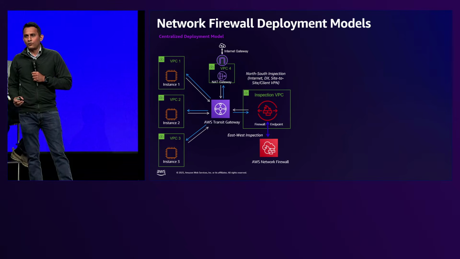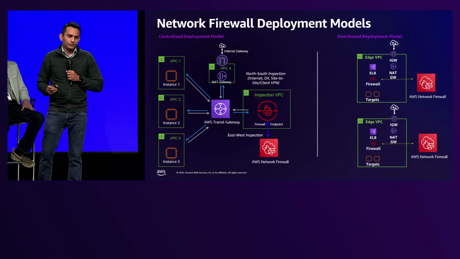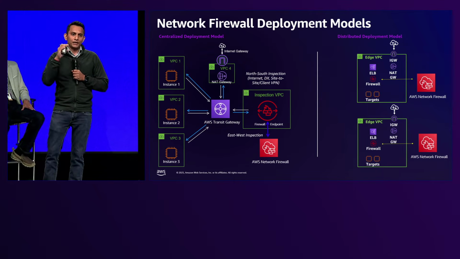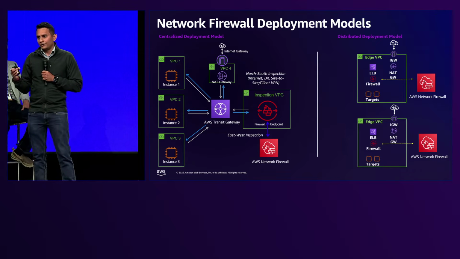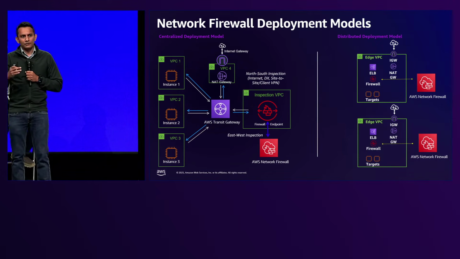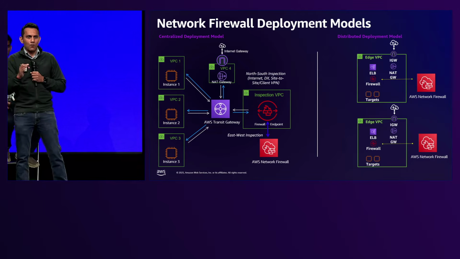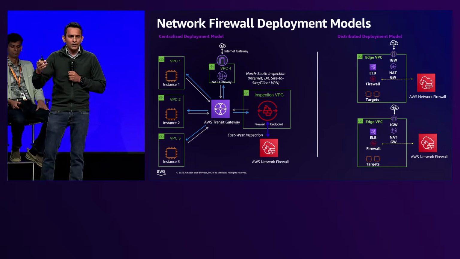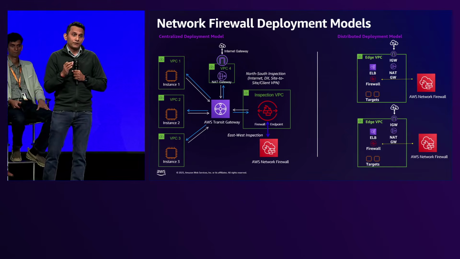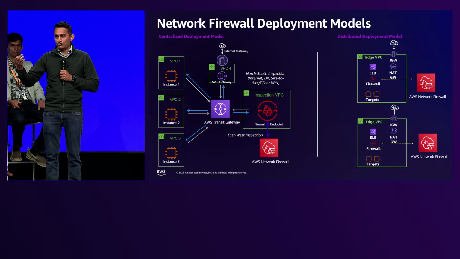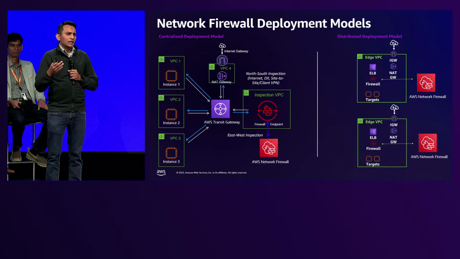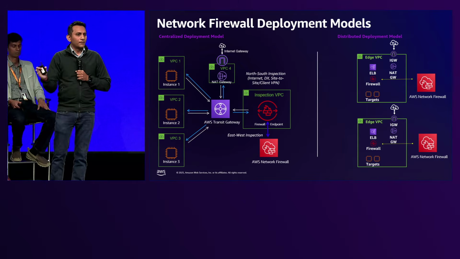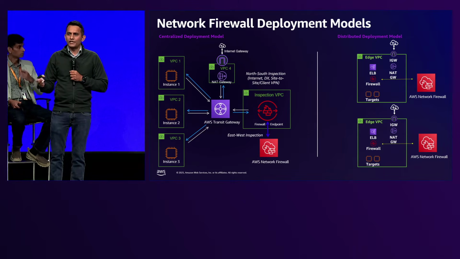The other model that we support is distributed deployment. In this deployment, you actually deploy a firewall endpoint in each of your VPCs. Say you have special workloads that need to be isolated from everything else and you want to have specific policies for those workloads, you deploy firewall in that VPC. This also minimizes the blast radius. So if something happens when you change your firewall policy, it will only affect that particular VPC. We have customers who have deployed both models depending on their workloads and use cases.